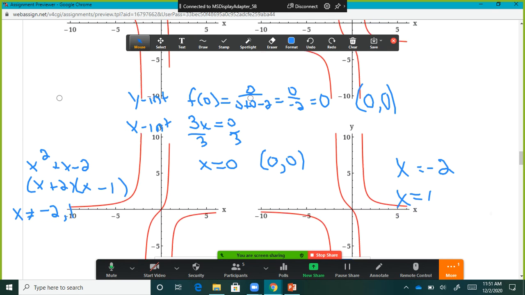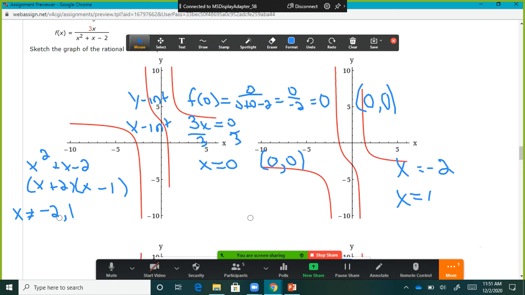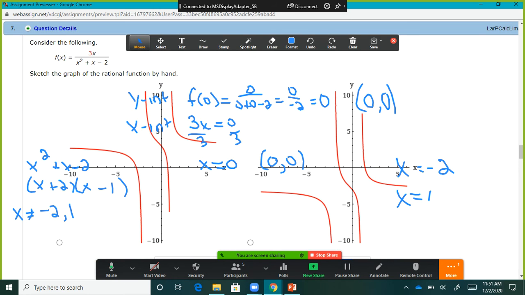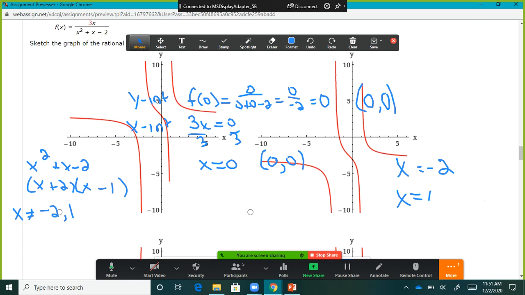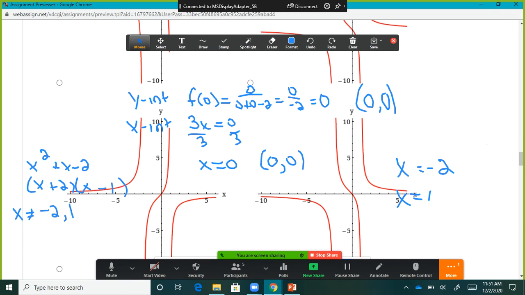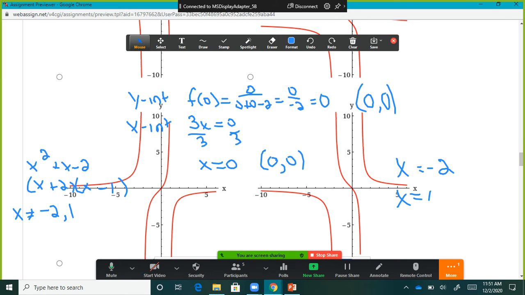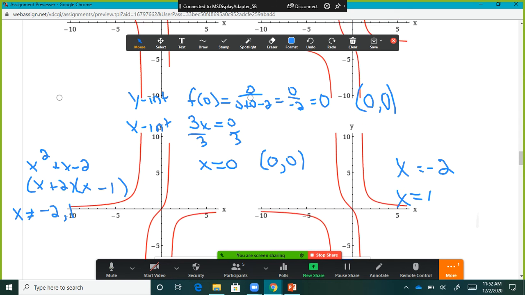Now I can start glancing at my graph. Which graph has an x and y intercept at (0, 0)? Not the first one, not the second one. The last two both cross at (0, 0). All right, let me check my vertical asymptotes. X equals negative 2, negative 2, positive 1, positive 1. All right, looks like both of those have the same asymptotes.